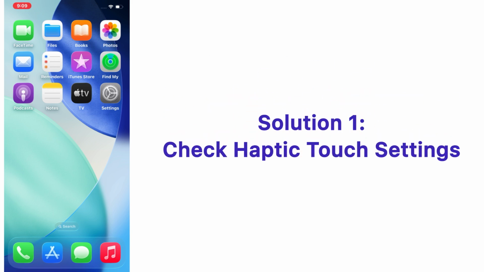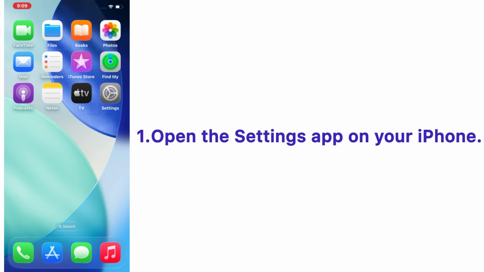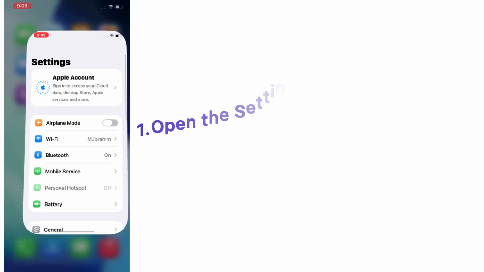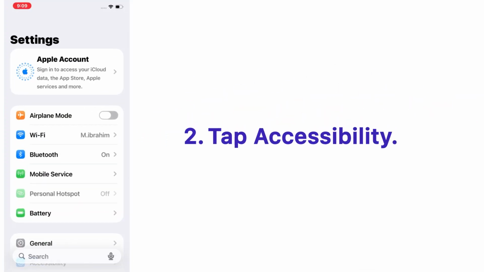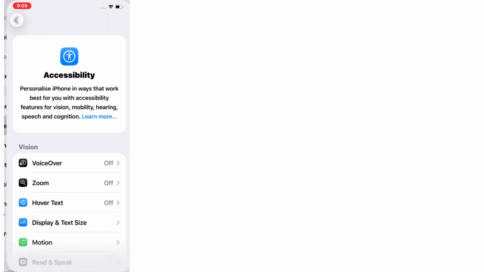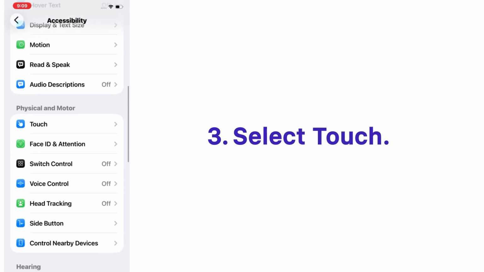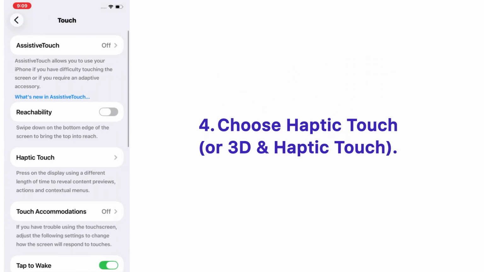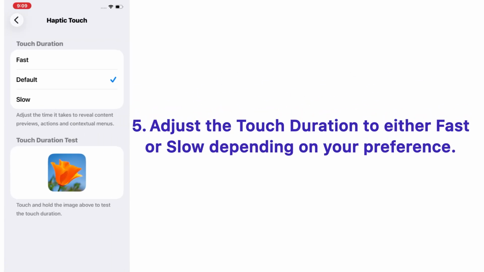Solution 1. Check haptic touch setting. Open the Settings app on your iPhone. Tap on Accessibility. Select Touch. Choose Haptic Touch or 3D and Haptic Touch. Adjust the touch duration to either fast or slow depending on your preference.